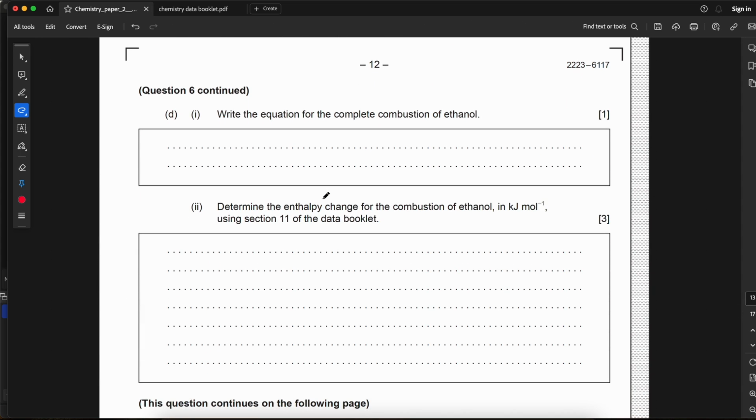Write the equation for the complete combustion of ethanol. So ethanol, CH3CH2OH, reacts with oxygen, produces, if it's complete, CO2, incomplete is CO, plus 3H2O gas. So this will be 3 and 2 and 3.